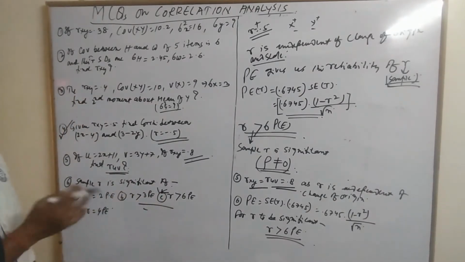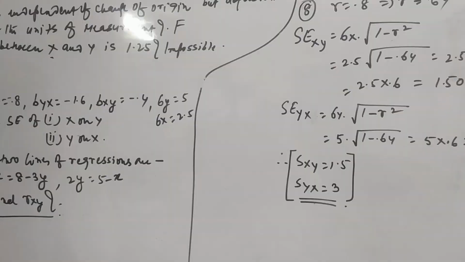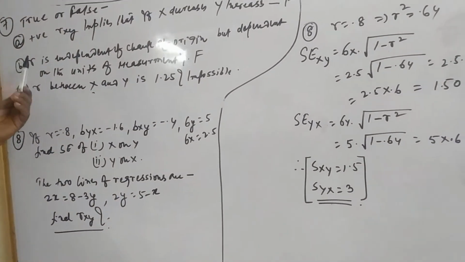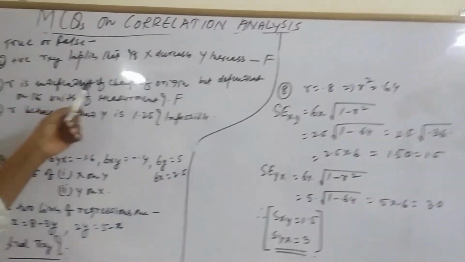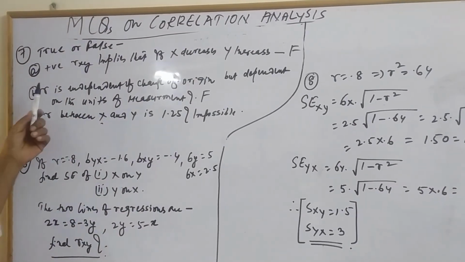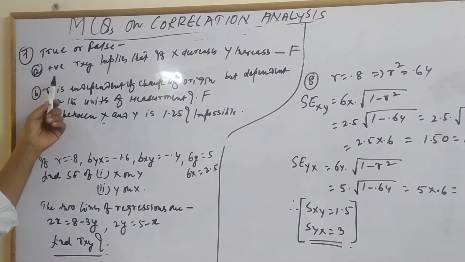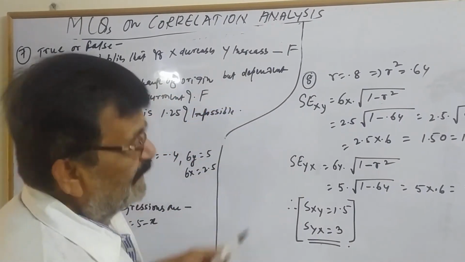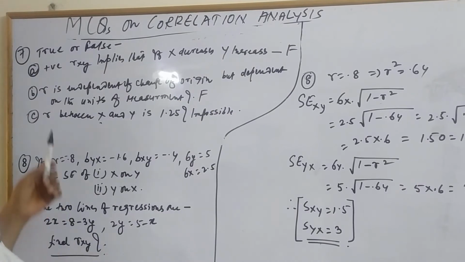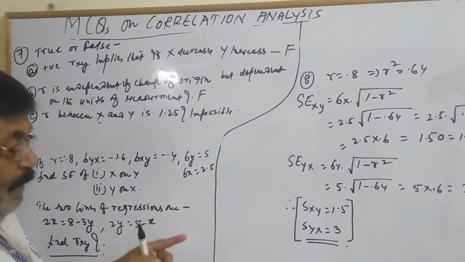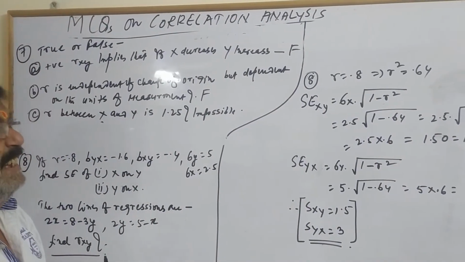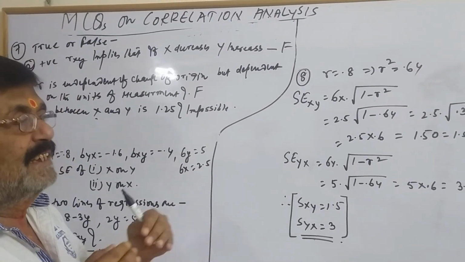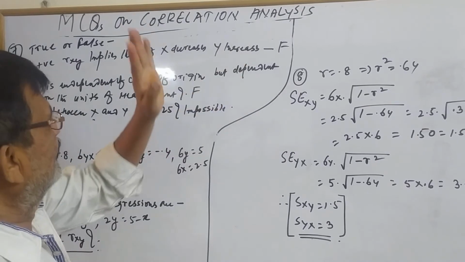Let me explain a few more questions. This is the 7th question. Here we have to identify which statement is true or false. Number 1 says that positive Rxy implies that x decreases, y increases. Absolutely false statement. If Rxy is positive, both variables would move in the same direction. Either they will increase together or they will decrease together. So this is a false statement.